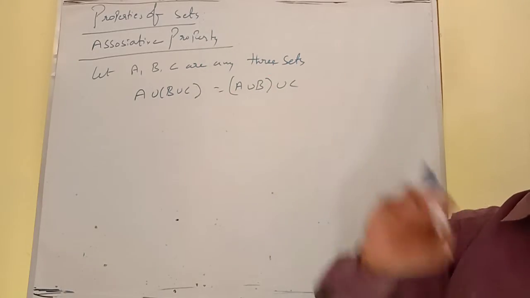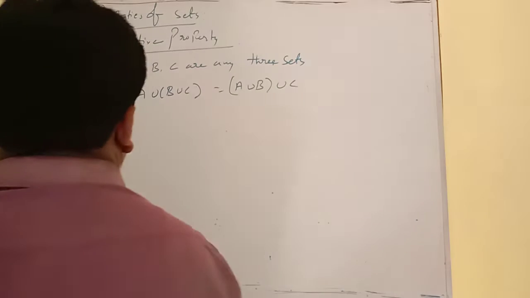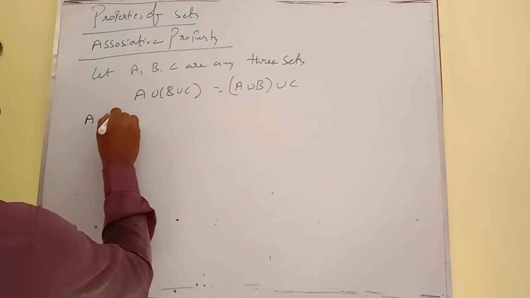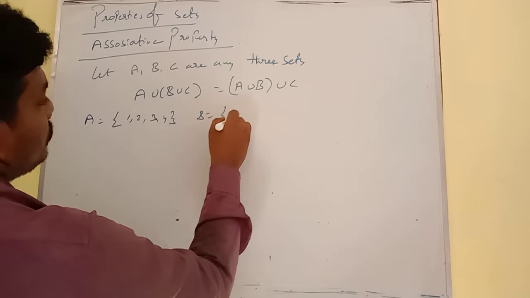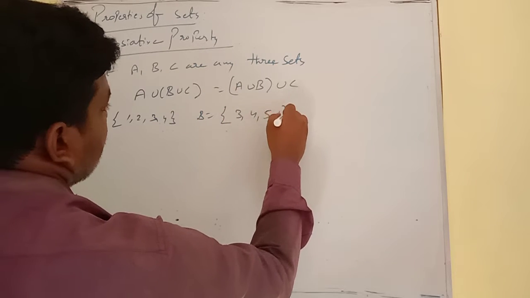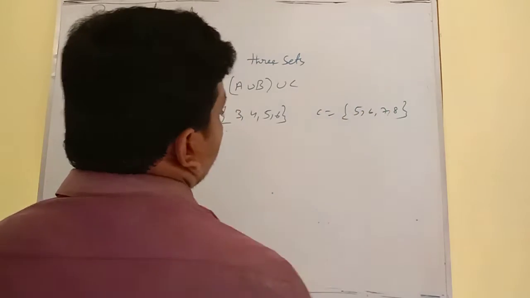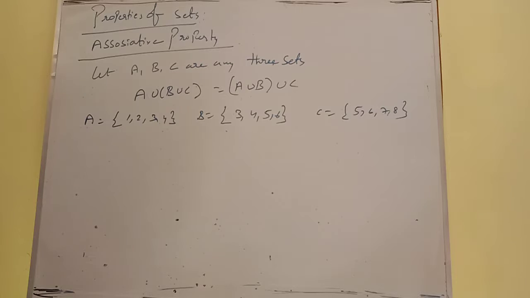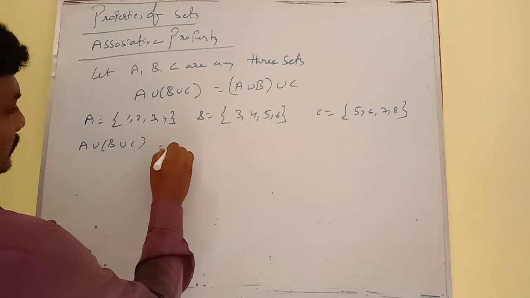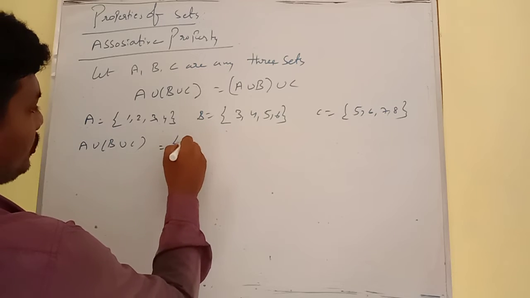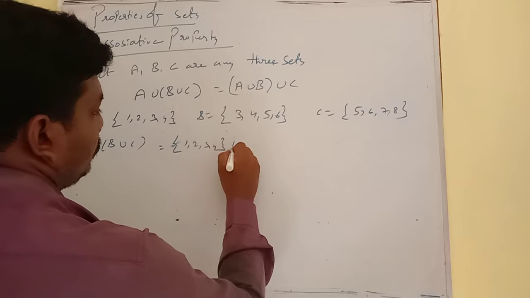Associative property over union, and likewise associative property over intersection we are going to consider. Let A be equal to {1, 2, 3, 4}, B is equal to {3, 4, 5, 6}, and C is equal to {5, 6, 7, 8}. So these are the three sets we should consider now. First we have to verify A union B union C. First A means 1, 2, 3, 4, bracket, so union.